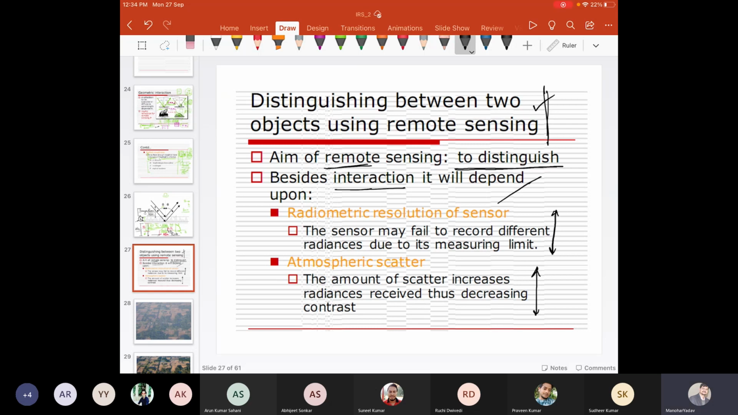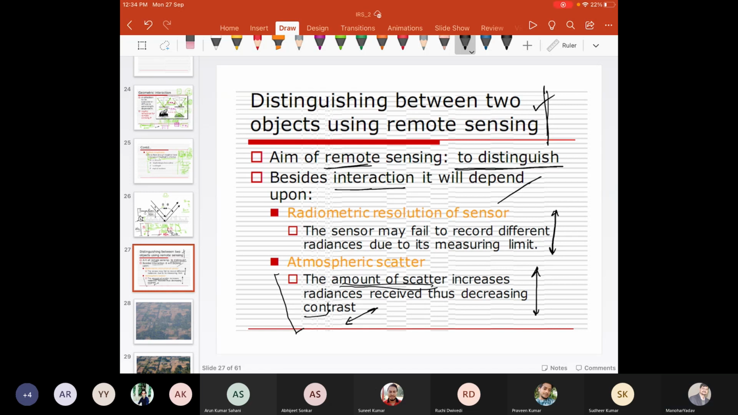We will see that due to the scattering and absorption, the amplitude of the energy decreases. When we consider the scattering, due to the atmospheric scatter, as we discussed before, there is haziness in the image. That depends on the amount of scatter; due to the scattering, it increases the radiance received, and due to this there is a decrease in the contrast of the image.